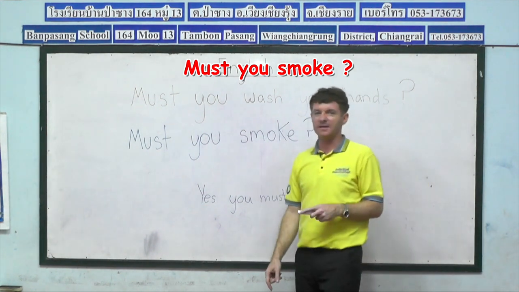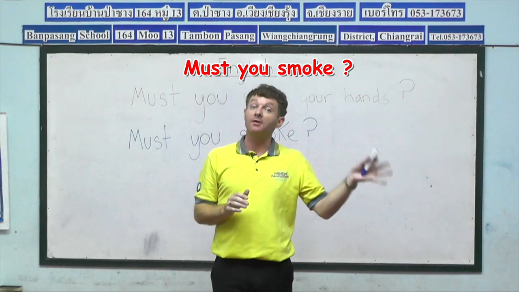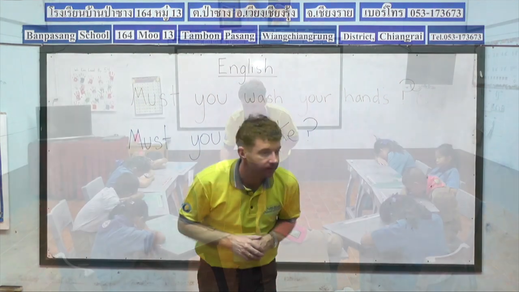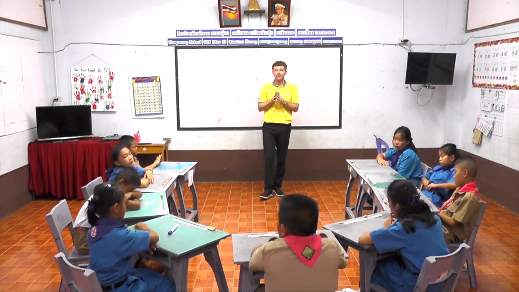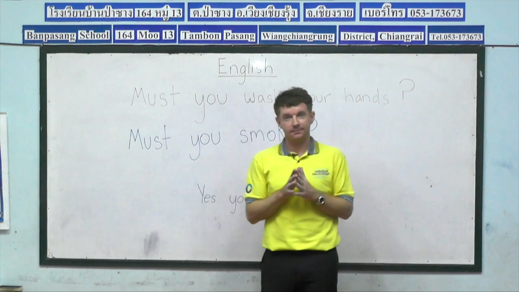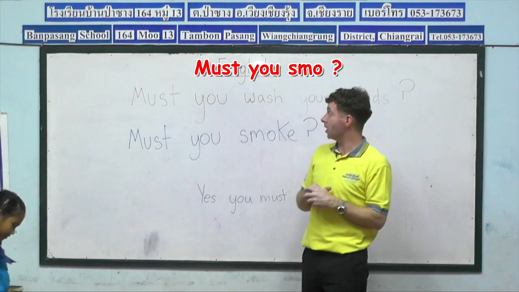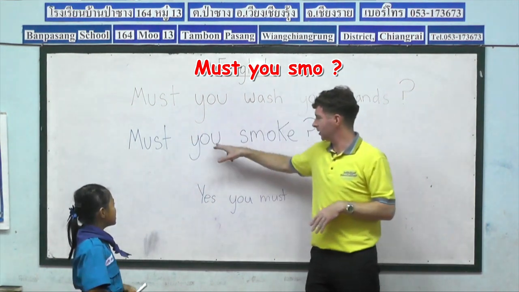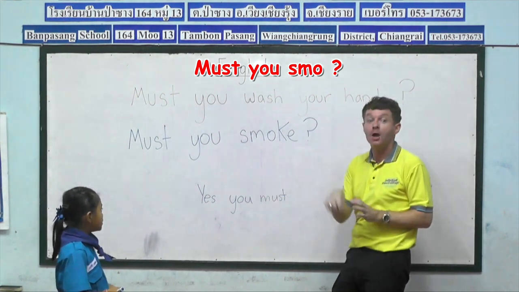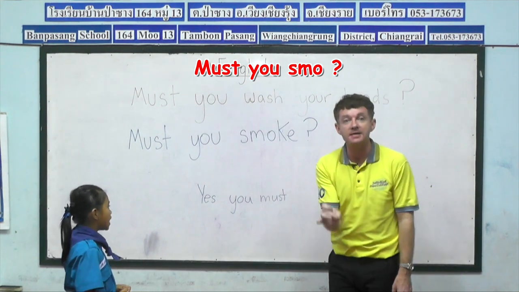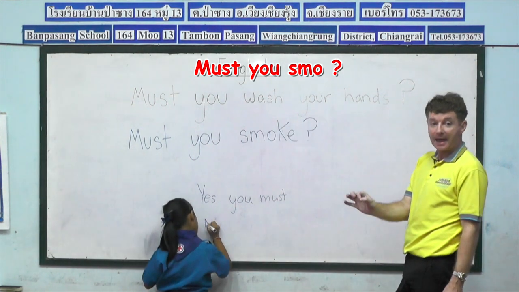Now we all know the answer to this, but I want one of my students to demonstrate the correct response that we learned in the previous lesson. So let's see. Open your eyes, guys. Who has the marker pen? Pak Bung. Okay. So now we know smoking is very bad for us and we should not do it. So, the question again, must you smoke? And we won't say, yes, you must. What will we say? No, you must not. So, underneath Pak Bung, can you write no? N-O.